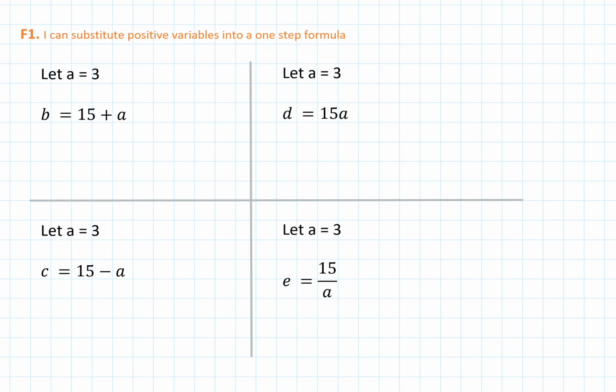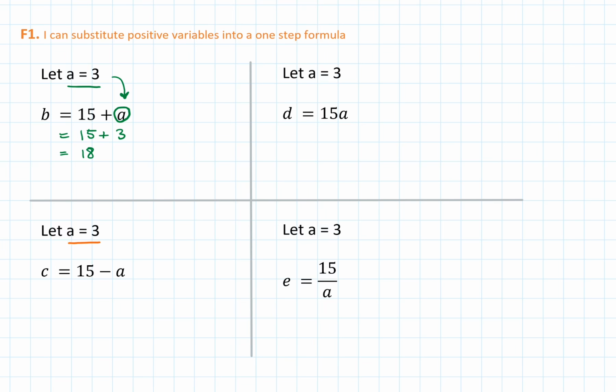Moving on to F1. Here we will substitute positive variables into one-step formulas. Look at these 4 examples. They cover the 4 operations. The first one is b equals 15 plus a. In this case, my variable is a, and the value of it in this specific question is 3. So if we substitute 3 into the place of a, we get that b equals 15 plus 3, which is 18.